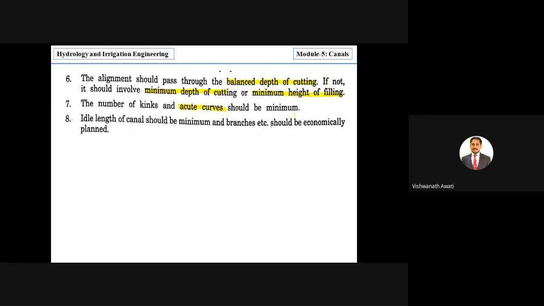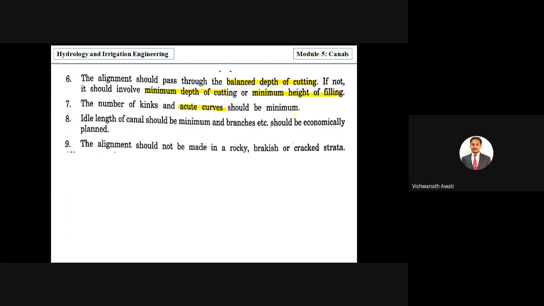Then the length of the canal should be minimum and branches etc. should be economically planned. So whenever we are providing the main canal, branch canal, distributaries, water courses, the length should be minimum. As I told, because we have to reduce the losses. If the length is less, then more water will be saved. So length should be minimum.